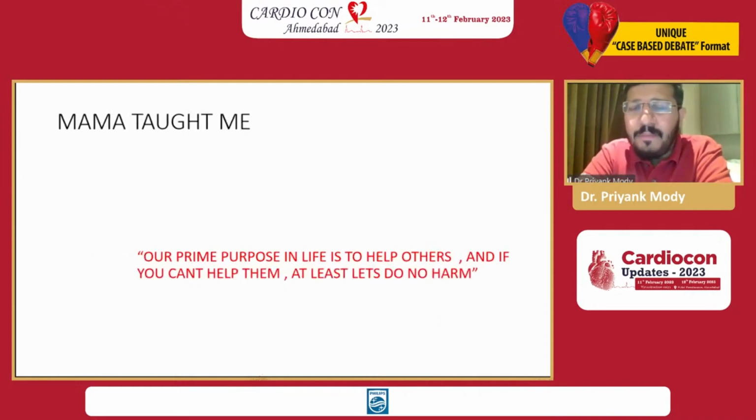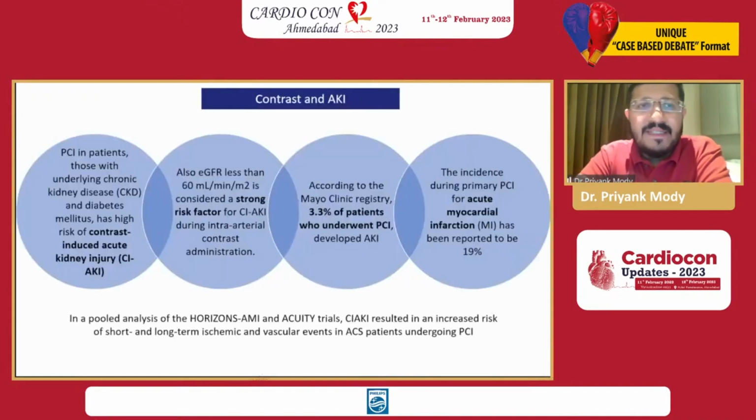So my mama taught me our prime purpose in life is to help others, and if we can't help them, at least we should do no harm. The most important for me is the borderline renal function, eGFR of 44, and these patients are prone to get into an acute kidney injury. So PCI patients with underlying chronic kidney disease and diabetes mellitus, they have a high risk of contrast-induced acute kidney injury. eGFR of less than 60 is a strong risk factor for contrast-induced AKI, particularly with intra-arterial contrast administration, what we do for angiography or angioplasty.